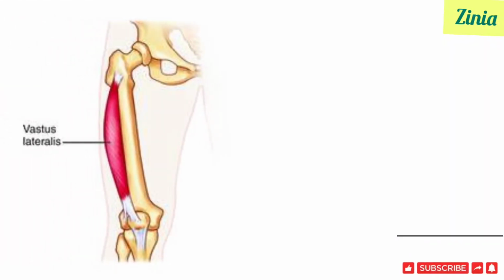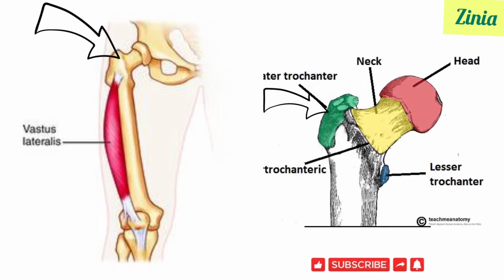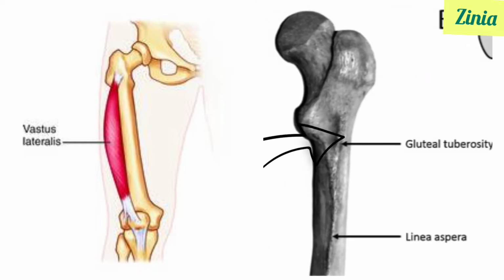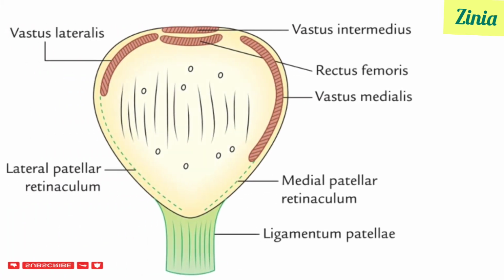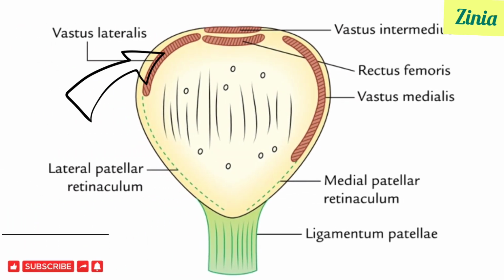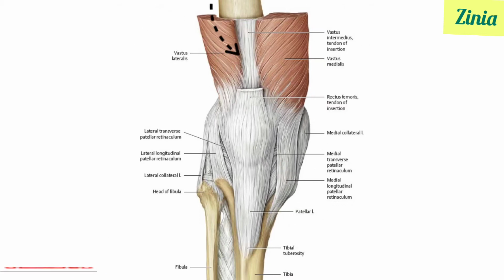Vastus lateralis. Origin: upper part of intertrochanteric line, anterior and inferior borders of greater trochanter, lateral lip of gluteal tuberosity, upper half of lateral lip of linea aspera. Insertion: lateral part of the base of patella, upper 1/3 of the lateral border of patella, expansion to the capsule of knee joint, tibia and iliotibial tract.